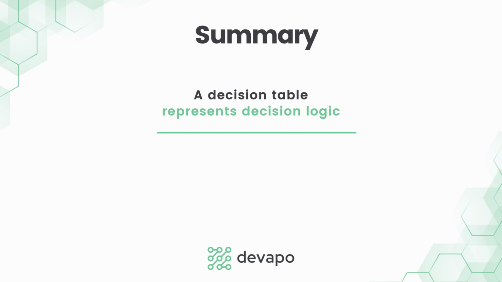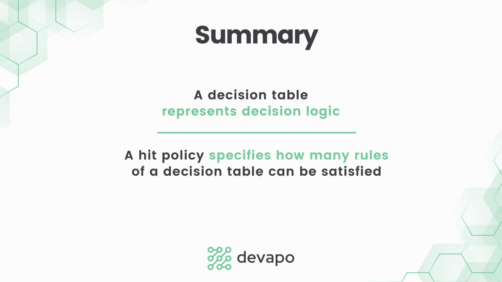And to summarize, a decision table represents decision logic, which can be depicted as a table in DMN 1.3. It consists of inputs, outputs, and rules. A hit policy specifies how many rules of a decision table can be satisfied and which of the satisfied rules are included in the decision table result. The hit policies unique, any, and first will always return a maximum of one satisfied rule. The hit policies rule order and collect can return multiple satisfied rules.